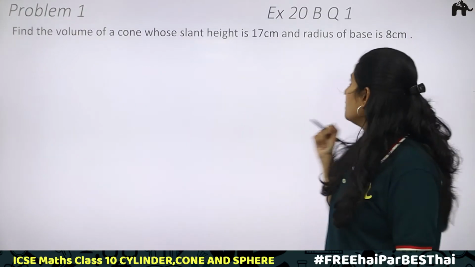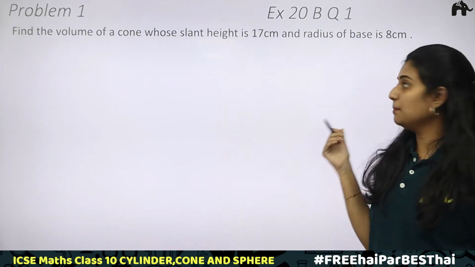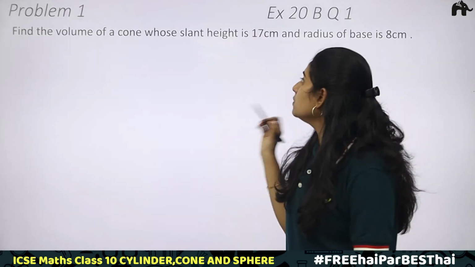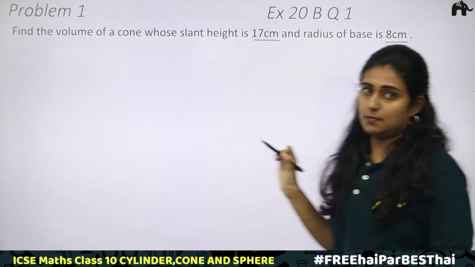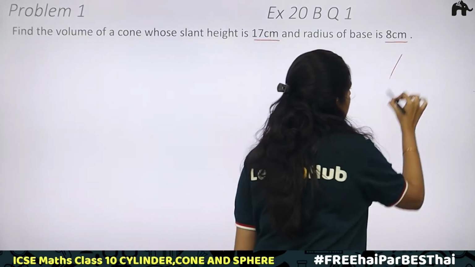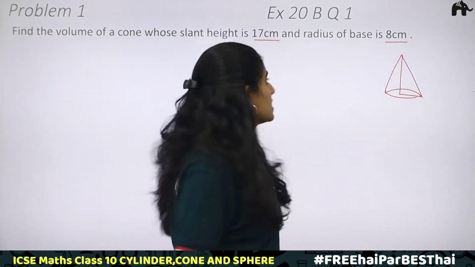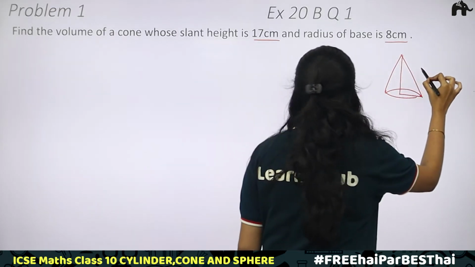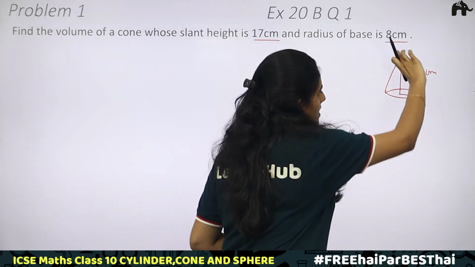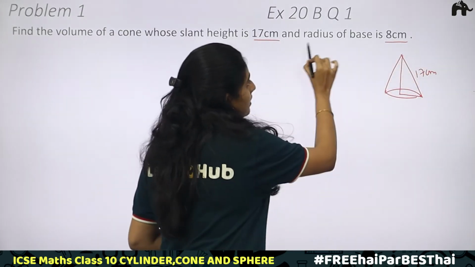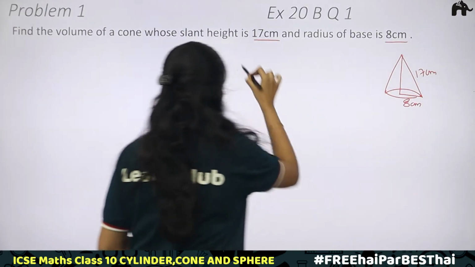Let us now solve problems from exercise 20B. Here we have the first problem, question 1 of exercise 20B. Find the volume of a cone whose slant height is 17 centimeter and radius of base is 8 centimeter. So we have a cone. Slant height is given. Slant height is 17 centimeter. This is the slant height, right? Height, radius and slant height. What else is given? We have the radius of base, which is 8 centimeter.